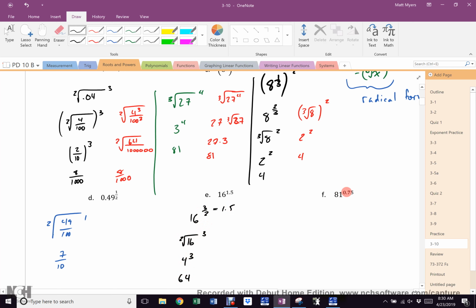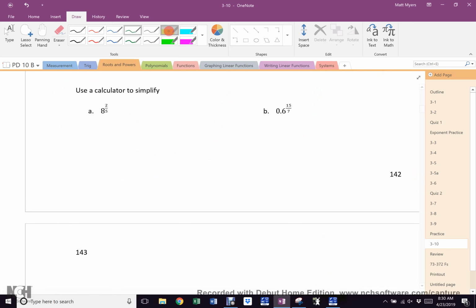What about 81? 81 to the 3/4. So that's the 4th root of 81 cubed. Now, here we could be in trouble, yeah? Because maybe you don't know the 4th root of 81 off by heart. But you do, because we just did it right here, right? What is it? 3 cubed, which is 27. Easy peasy, yeah? Okay. Look at the next question. Why do I tell you to use a calculator here? I've just shown you how to do it. Why do you need a calculator?